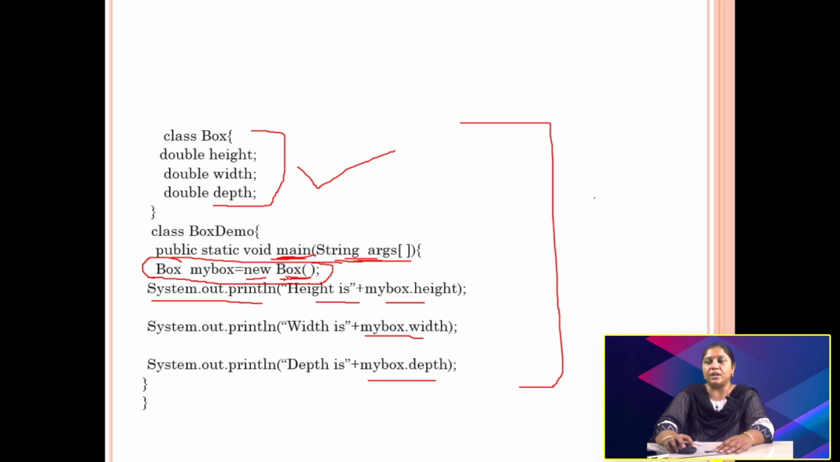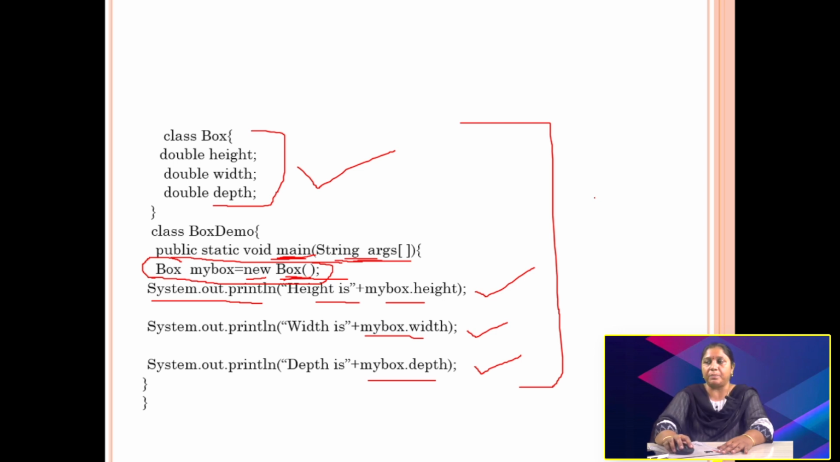And next we are printing the default height, width and depth values. With the help of the println method we are displaying the height of the object myBox. See how to access the member variables. You mention the object name, followed by the dot operator and the member variable name: myBox dot height. Similarly, myBox dot width and myBox dot depth. So this is a simple program showing how to create an object and how to access the member variables of the object.